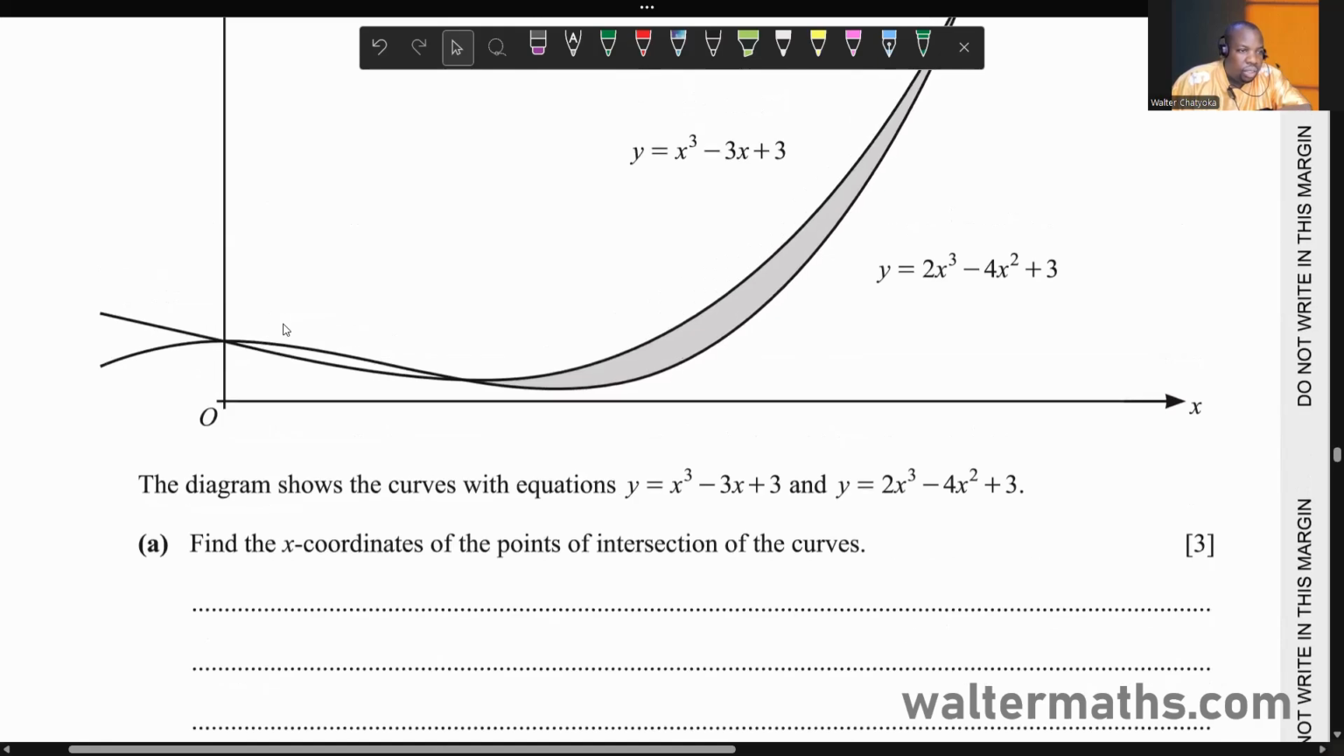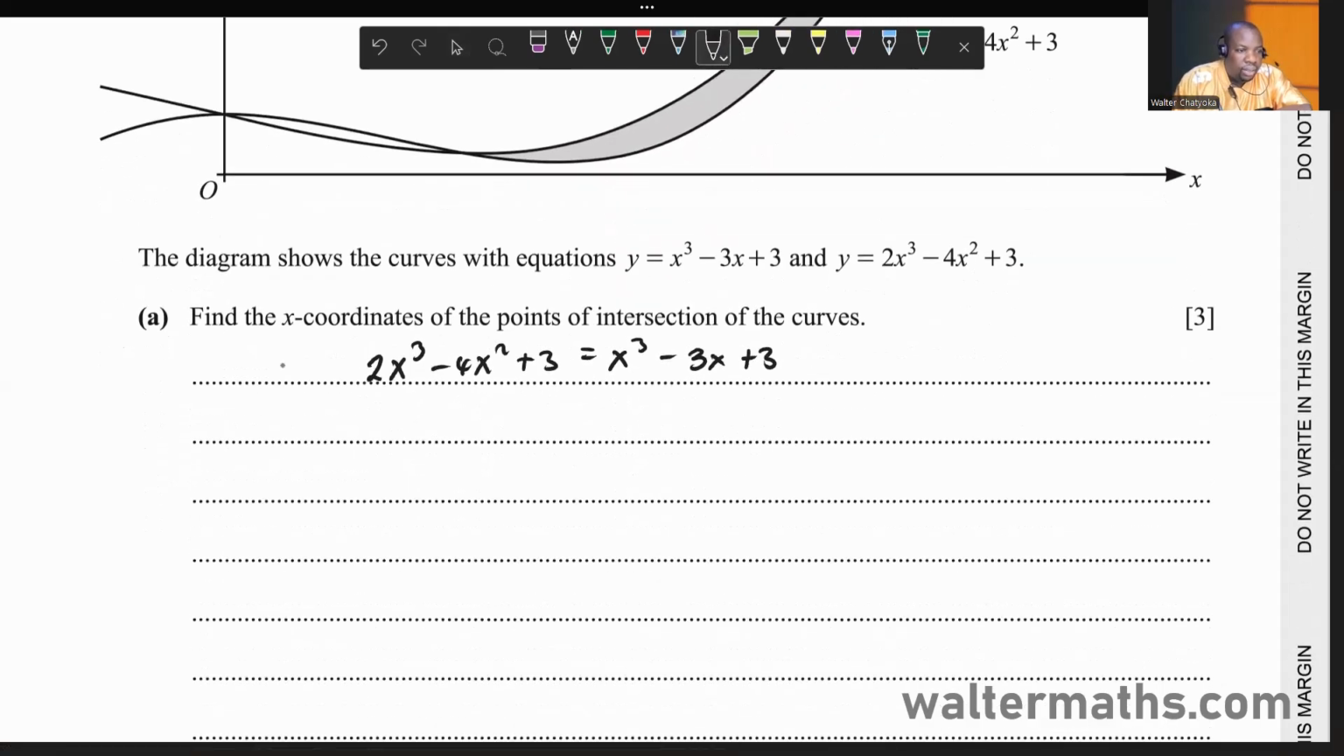We're just going to equate the two equations. 2x cubed minus 4x squared plus 3 is equal to x cubed minus 3x plus 3. Rearranging, taking everything that's on the right to the left, we will be having 2x cubed minus x cubed, that's x cubed, minus 4x squared plus 3x equal to 0, because 3 minus 3 is 0. And we factor out x, so we have x squared minus 4x plus 3 equal to 0.